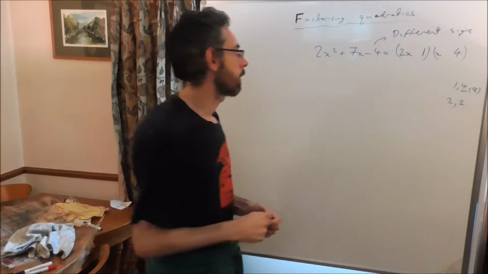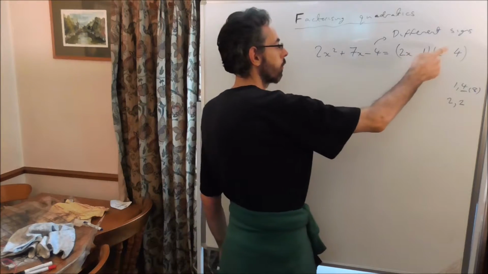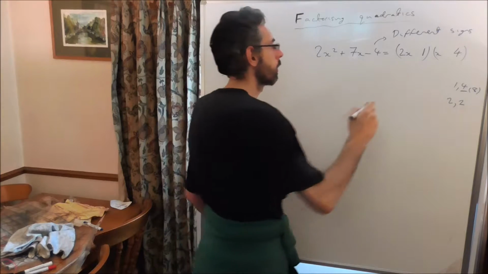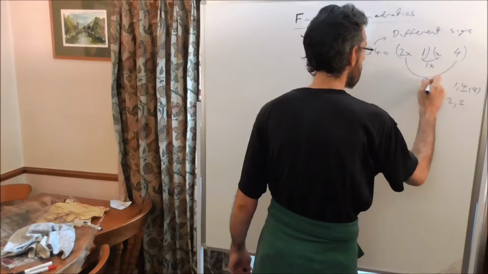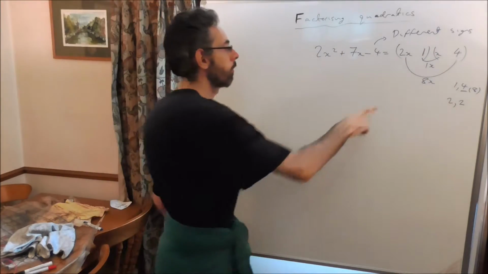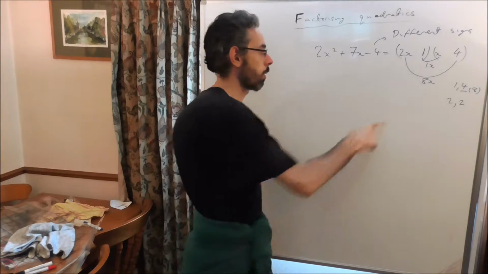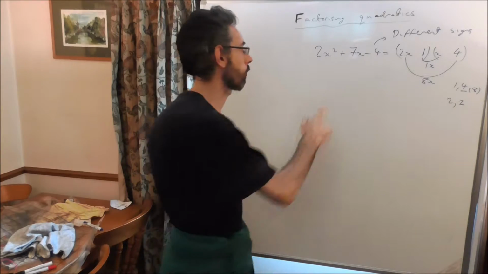So now we've got to decide which one's positive, which one's negative. Is it plus 1 and minus 4, or is it minus 1 and plus 4? Well, at the moment, without signs, we've got 1x here and 8x here. 2x times 4 is 8x. We want the two things here to add up to 7x. So which one would need to be positive and which one would need to be negative for them to have a total of positive 7x?